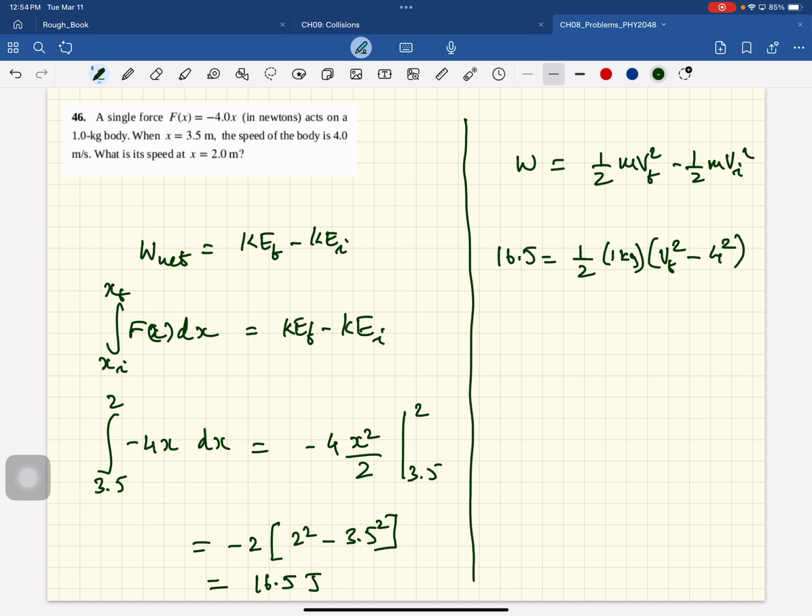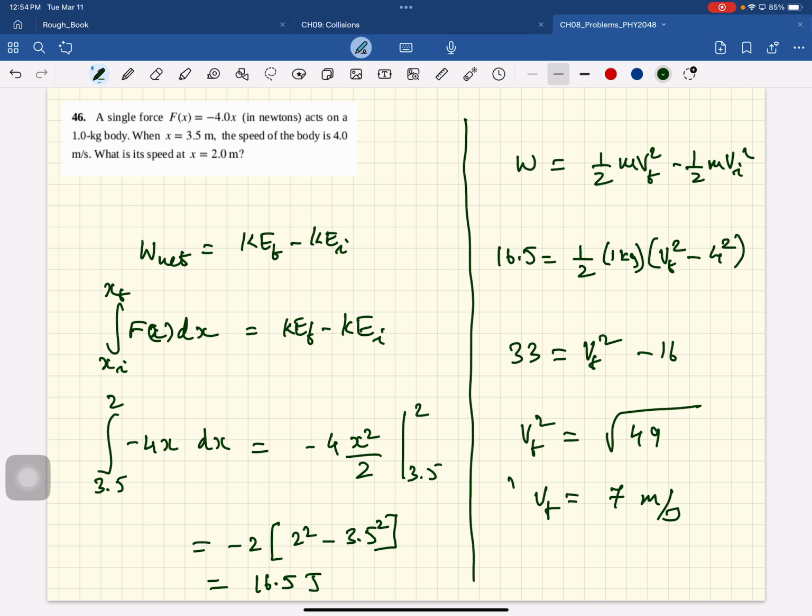All right, so 16.5 equal to... I'll cross multiply this. That's 33 equal to V final square minus 16. V final square is square root of 49 equal to 7. So the final speed is 7 meters per second.